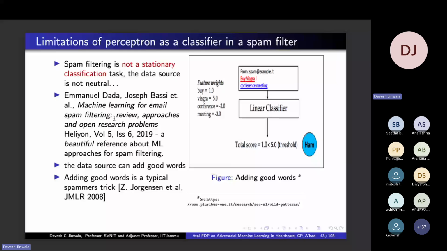It's a beautiful paper which talks about different machine learning approaches for email spam filtering. Let's say I may use a neural network, I may use a decision tree or decision forest, I may use an SVM based classifier. So I would use different machine learning models or algorithms to build my spam filter, and then it talks about what are the weaknesses of that spam filter, how it could be attacked.